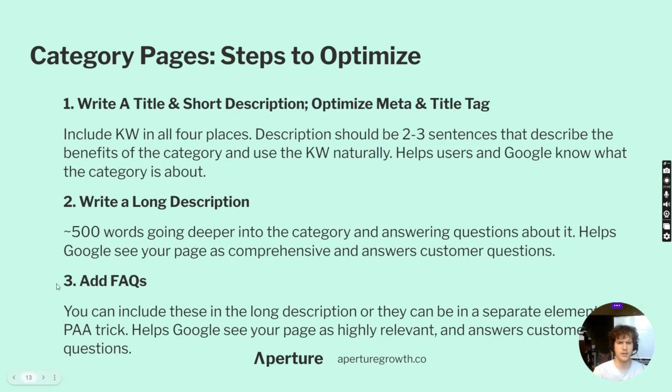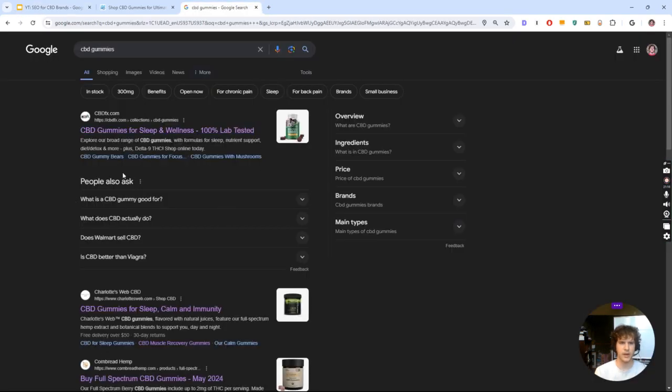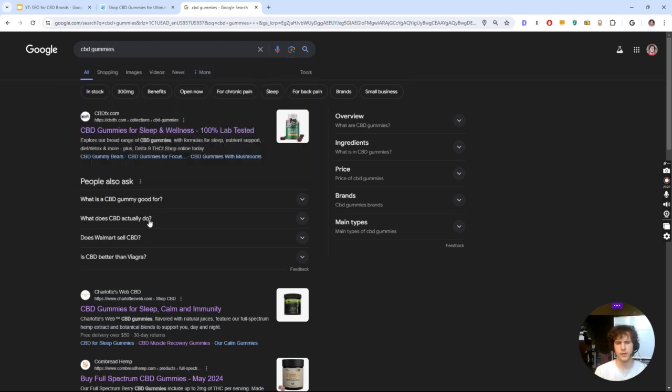Number 3, add FAQs, so frequently asked questions. These can either be part of step 2 or they can be separate. I recommend using the people also ask trick. So basically what you do is you look up your category name on Google and then go to the people also ask box right here. And these 4 questions are things that people ask after looking for CBD gummies on Google. So including them in your page does a few things. Number 1, it prevents people from leaving your page to go search these things, given that they are things that are searched after this keyword is searched. Number 2, it improves the comprehensiveness of your page, which is beneficial for ranking purposes.